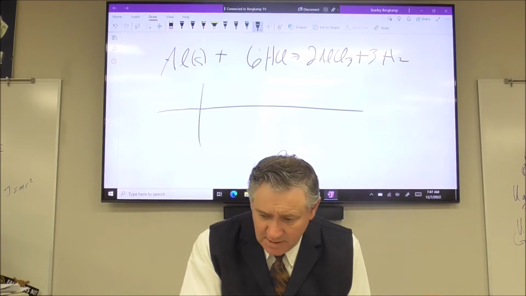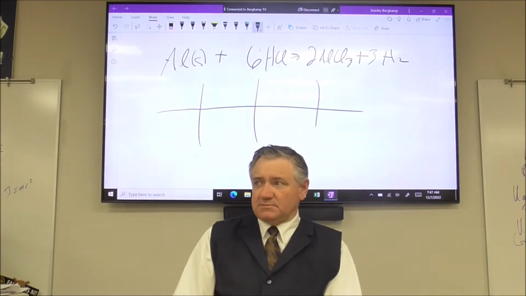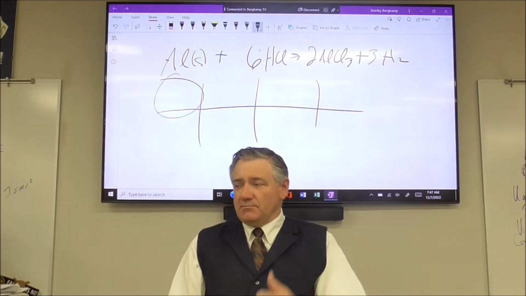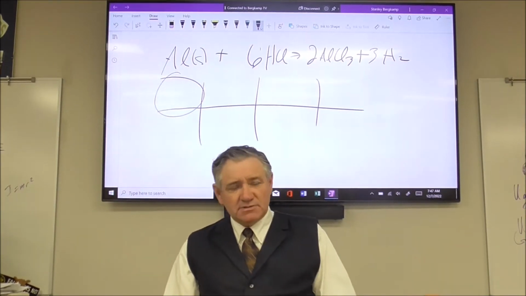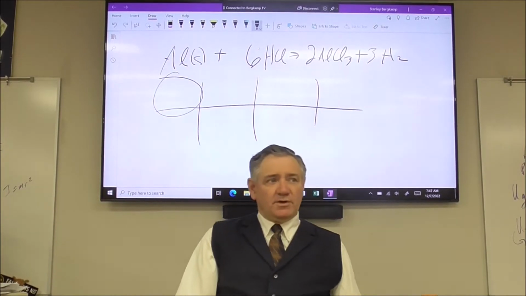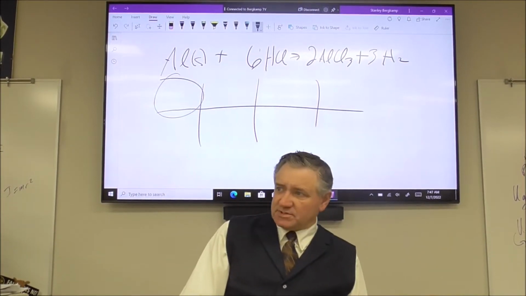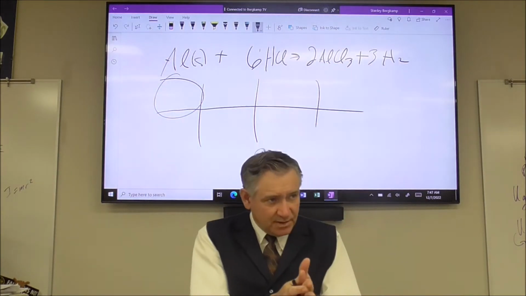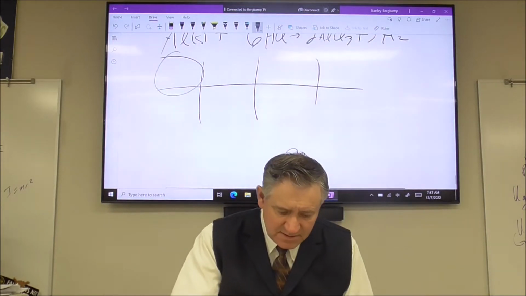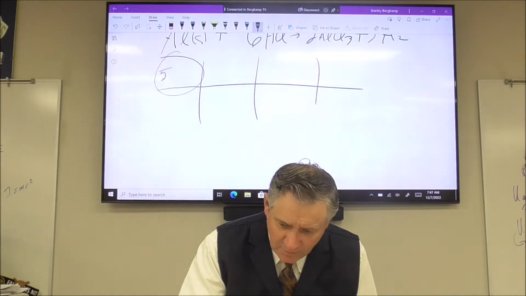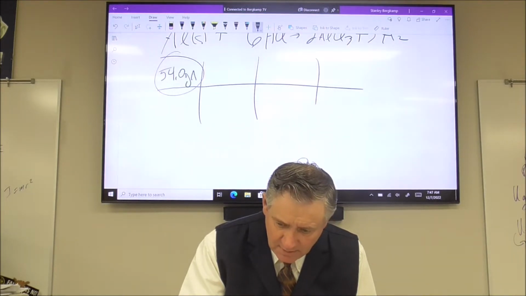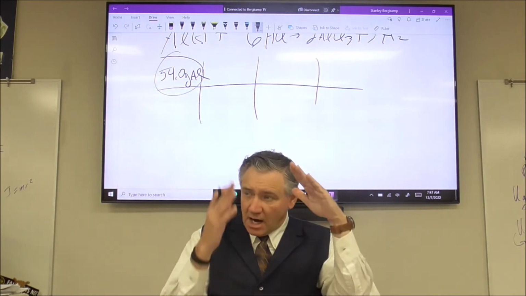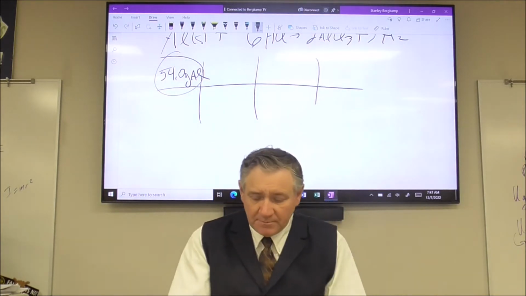So on any of those stoichiometric problems, you're always going to be given something. It might be moles, it might be grams, it might be a volume of a solution, it might be the volume of gas. You are going to be given something. So in this situation, you've got 54 grams of aluminum. That's what you start with. That's what you were given. I've got 54 grams of aluminum.